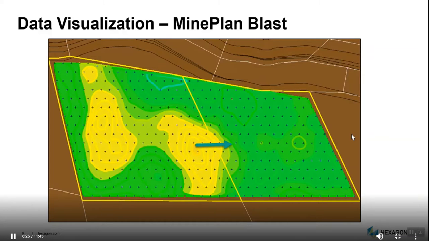So what we're looking at here is MinePlan Blast, and within MinePlan Blast you can visualize the fragmentation, but this could also be ore types or drill penetration rates. What we're looking at on the left is a variability in the blast.